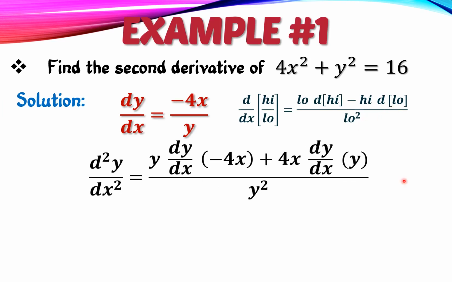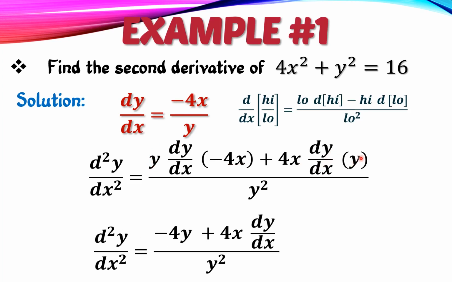So that is equal to low times the derivative of high minus high times the derivative of low, over low squared. Applying that, you will have y times the derivative of negative 4x, minus your numerator negative 4x, so that becomes positive 4x, times the derivative of your denominator y, over y squared. The derivative of negative 4x is negative 4 times y, so that gives negative 4y. For the derivative of y, we have 1 times dy/dx, so that is 1 dy/dx times 4x, which gives 4x dy/dx over y squared. Did you follow?